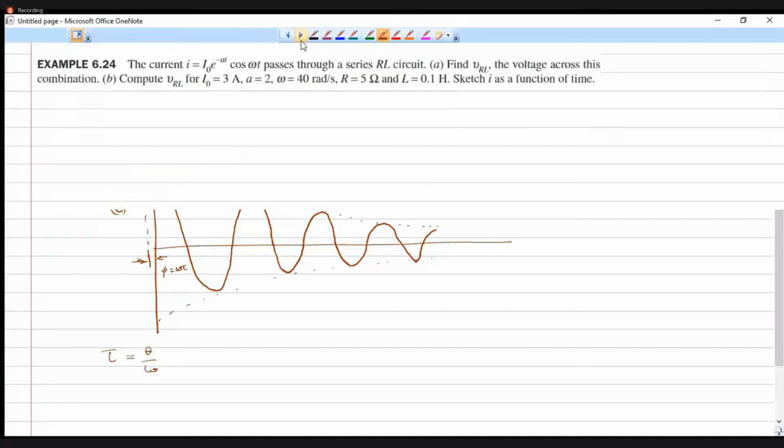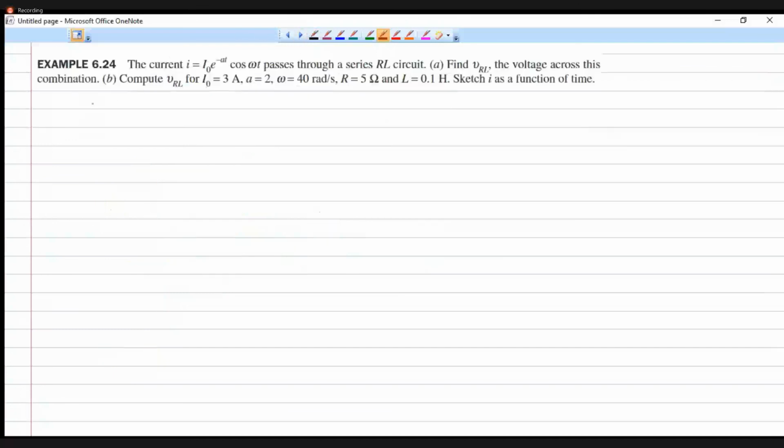One example related to this numerical problem you can understand here. In this question, we are given a current. The current I is equal to I naught e power minus at cos omega t, which passes through a series RL circuit. And we have to find VRL, the voltage across this combination. So you can try out this question now.